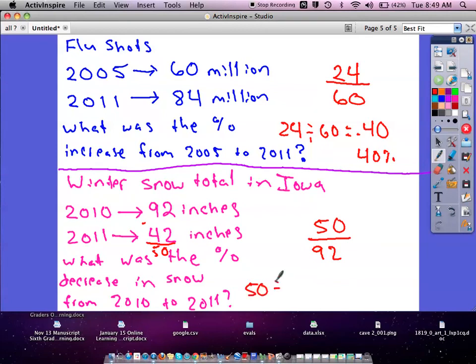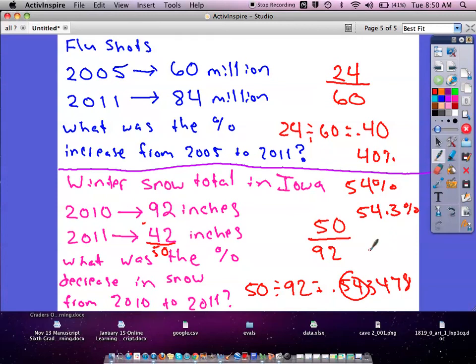I'm going to have 50 divided by 92. Okay, so if I did that in a calculator, I don't think this one's going to come out nice and round like the other ones have here. But on my calculator, I'm going to get 0.543478. But for this percentage, we really only need this part of it. So we could say 54% would be an acceptable answer here. You could say 54.3%. That would be an acceptable answer here. One of those two would probably be what we're looking for.